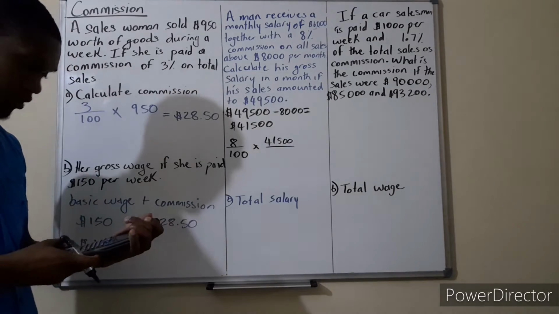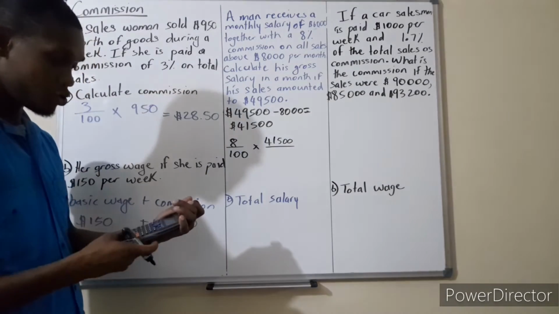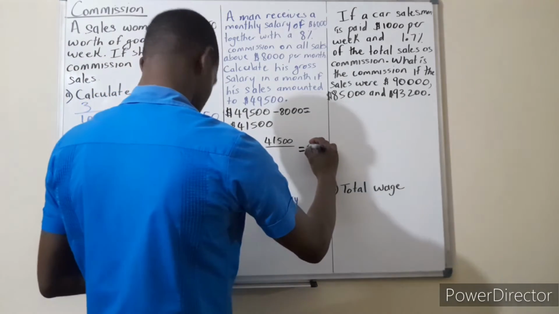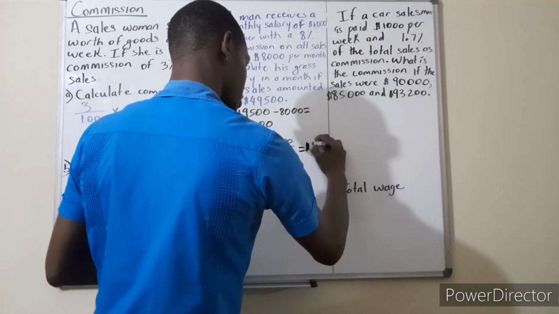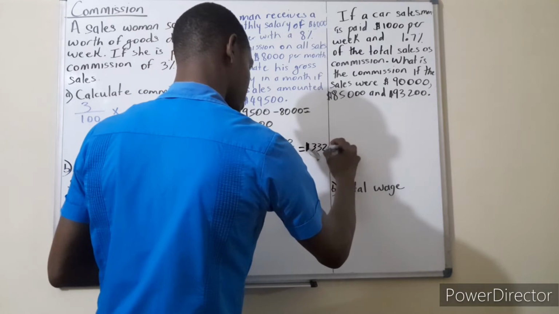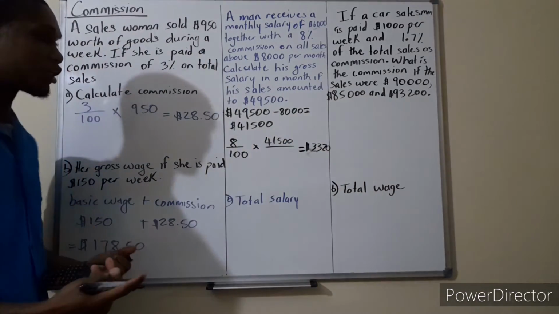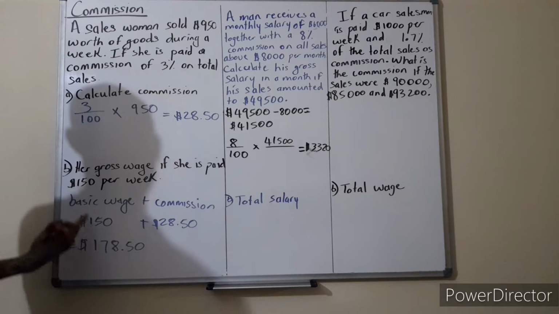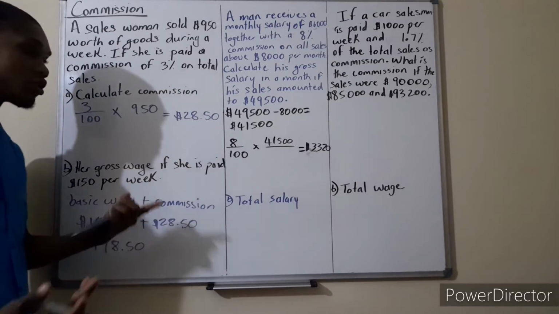So it's 8%, or 8 times 41,500, and then you divide that by 100 and you would get the answer, which is $3,320, and that would be the commission. Total salary is just like over this side. It's a total or a basic wage or a basic salary plus the commission.